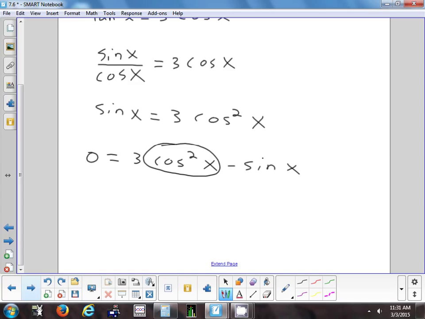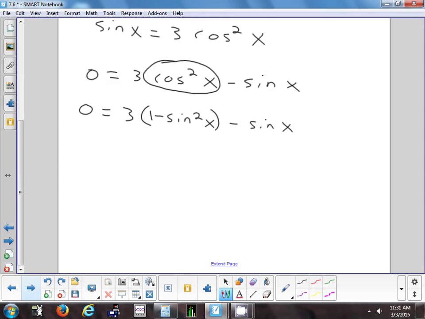James, can you remind me again, what's cosine squared the same as? 1 minus sine squared. Yeah, 1 minus sine squared. Okay, do your distributive property. So we get 3 times 1 is positive 3. I'm going to put the constant at the end. Minus 3 sine squared. Minus sine x.